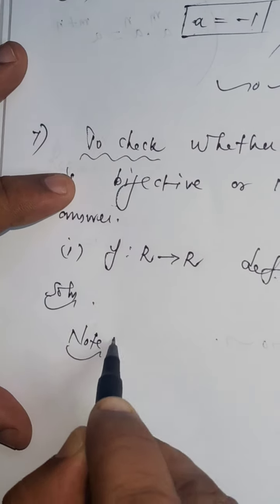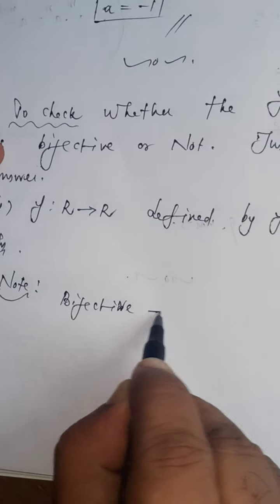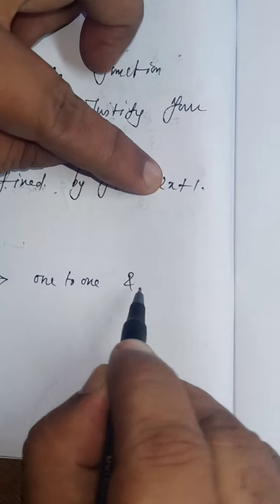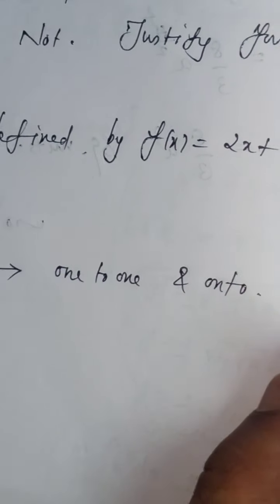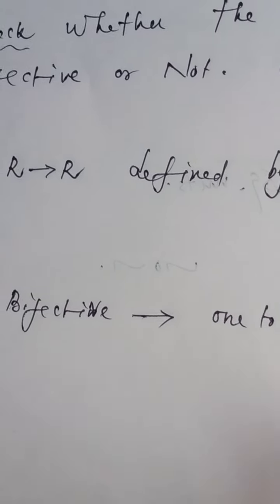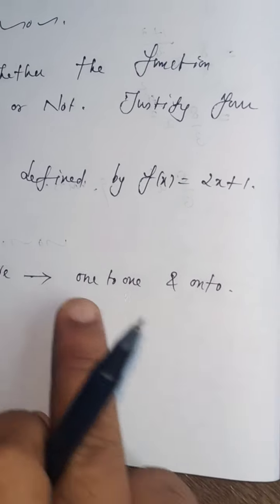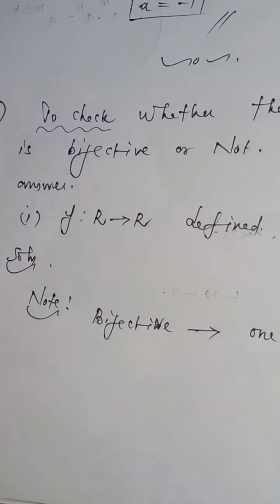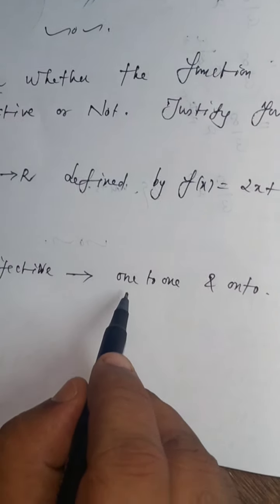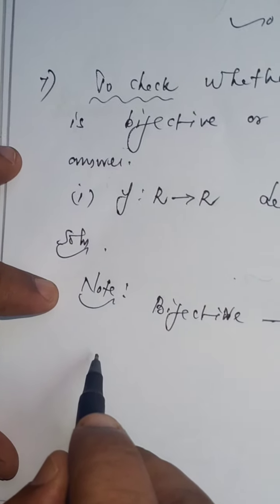Note, for your reference, I write here. Bijective means 1-to-1 and onto. Already I have explained that concept while teaching the definition of bijective. 1-to-1 alone is called injective. Onto alone is called surjective. Both together is called bijective, remember. Now we can verify one by one whether the function f is 1-to-1. For verifying that, we can go for an arrow diagram.